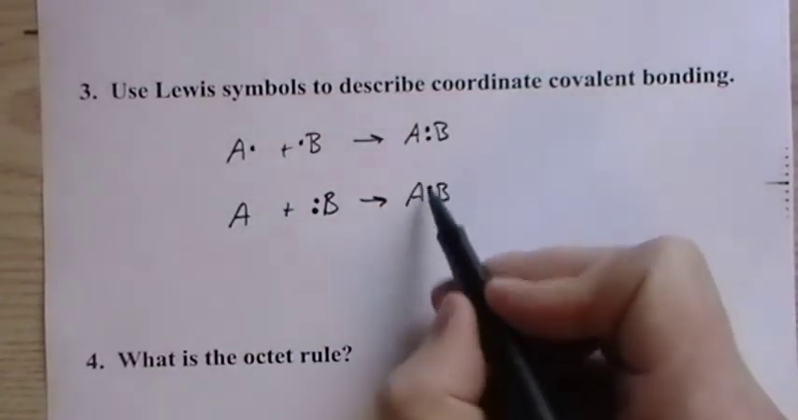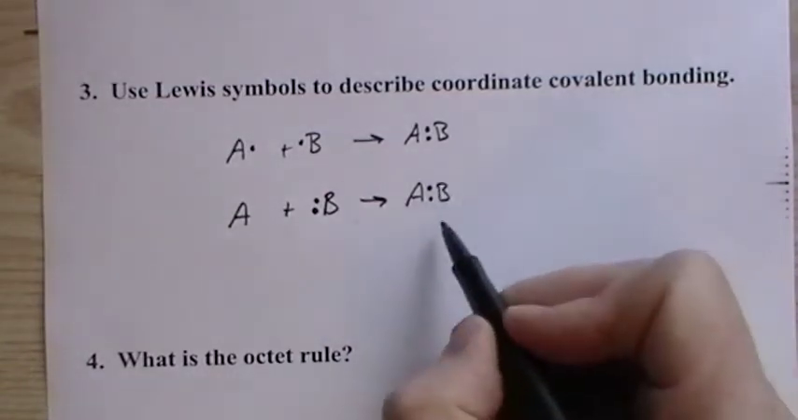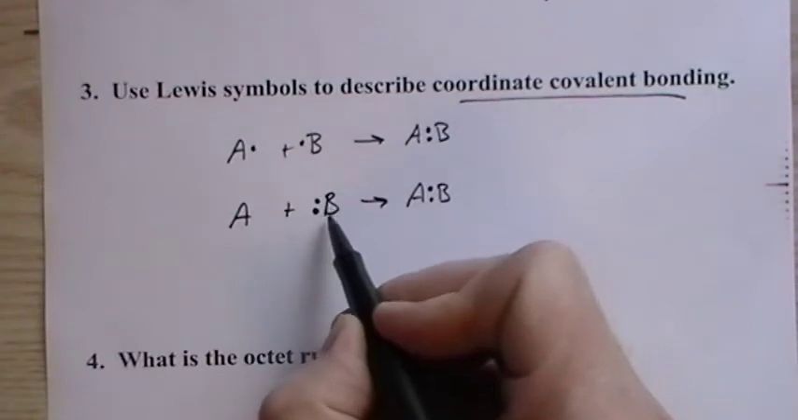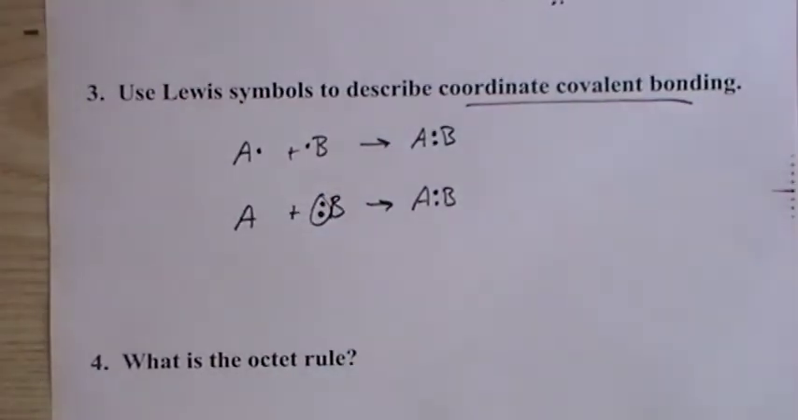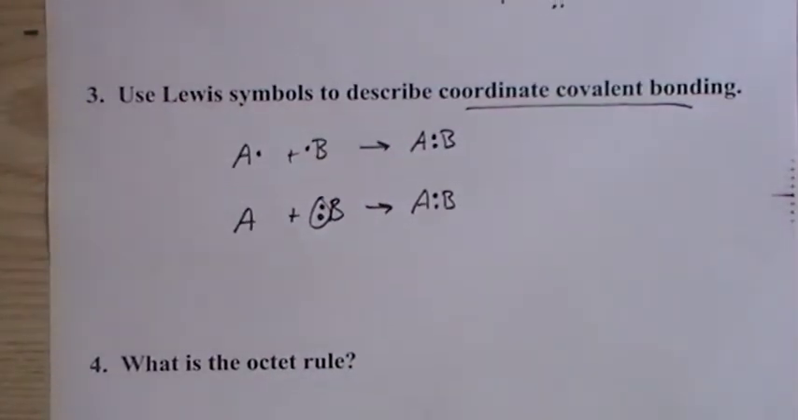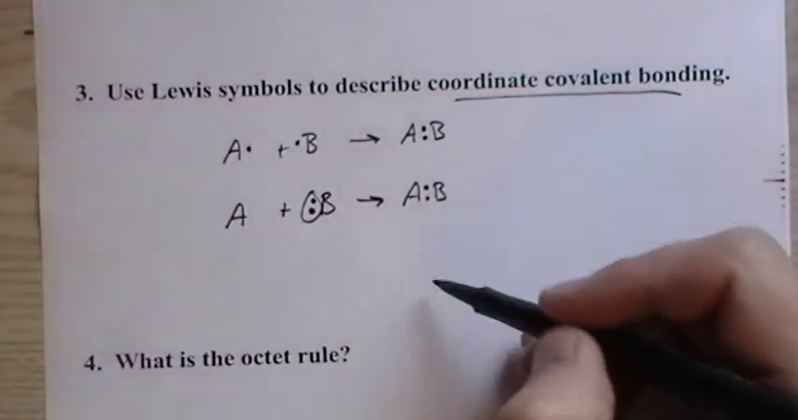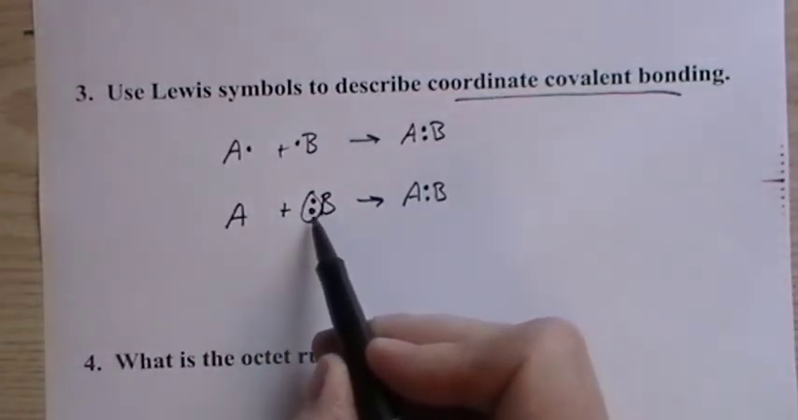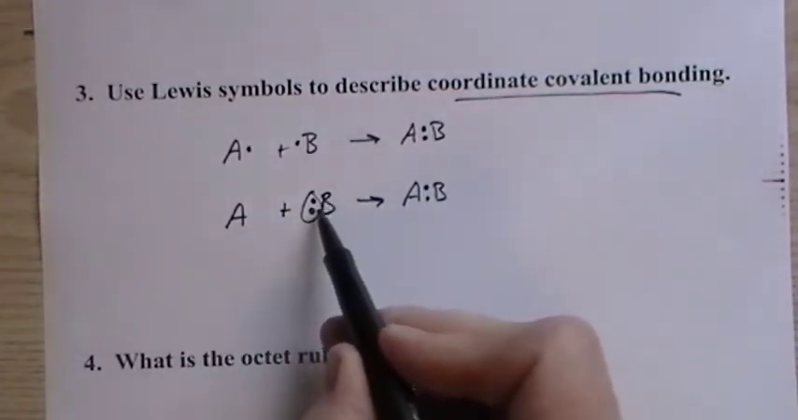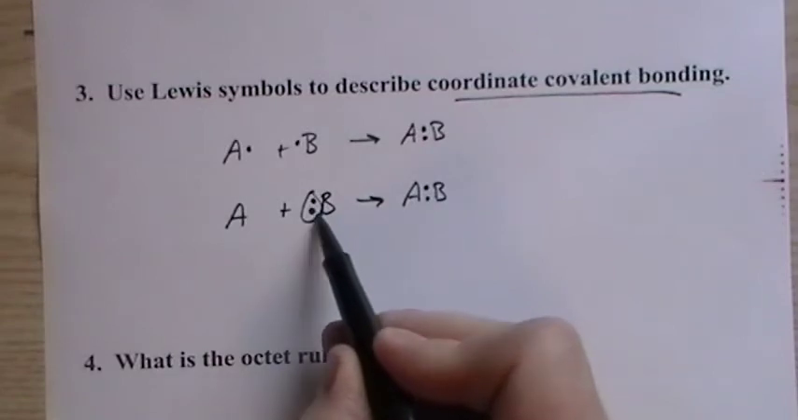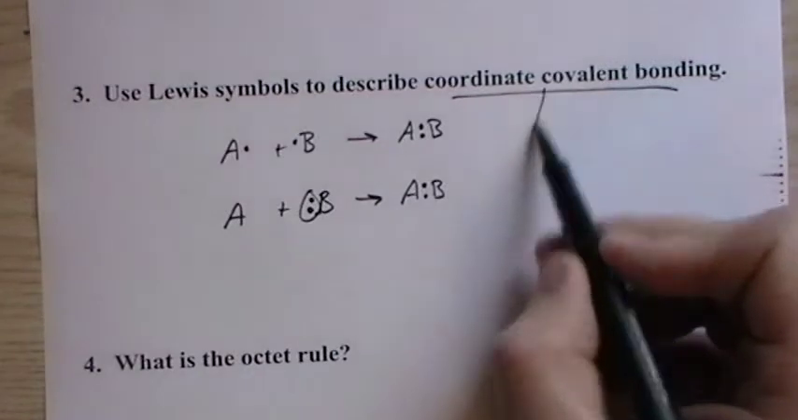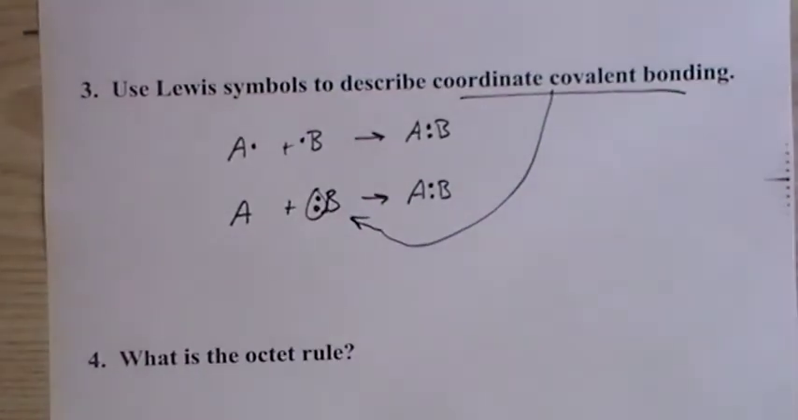Notice they still form the same look of a bond, but coordinate covalent bonding means that one of the atoms or one of the species brought in both electrons to the party. That's the thing. They form the same bond, and once they're formed, you can't tell them apart. But when they're forming, when one of the elements brings in the 2 electrons to the bond, and the other one brings none, then that's called coordinate covalent bonding.